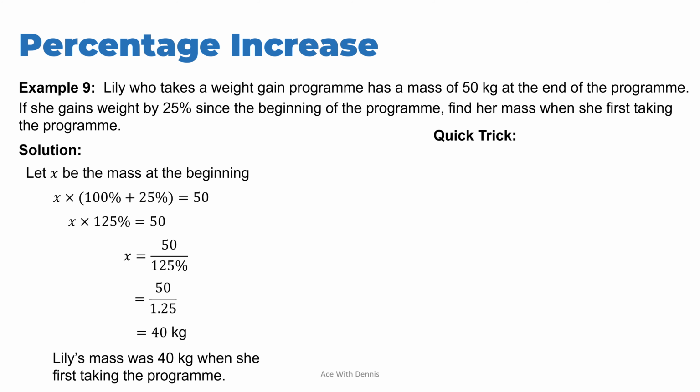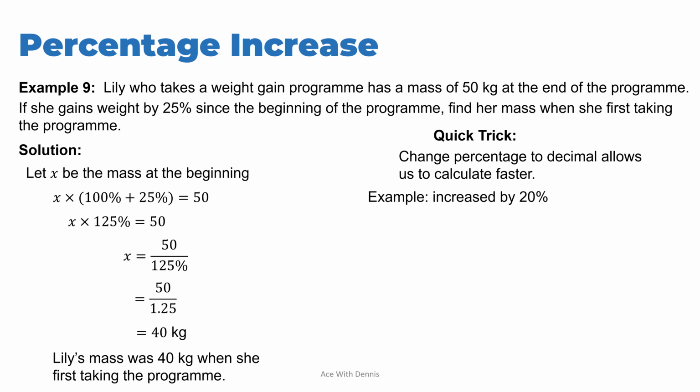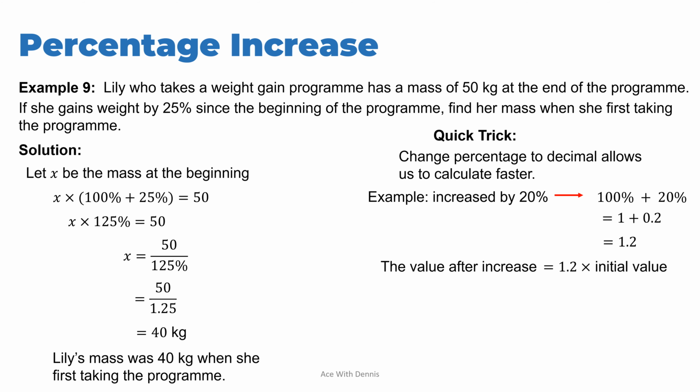So here's a quick trick that you can apply here. You can change the percentage to decimal so that it allows us to calculate faster. Here is an example. Let's say increase by 20%, which means 100% plus 20%, and 100% is 1, 20% is 0.2. So the total is 1.2. So the value after increase will be 1.2 times initial value. Take note that 20% becomes 1.2.